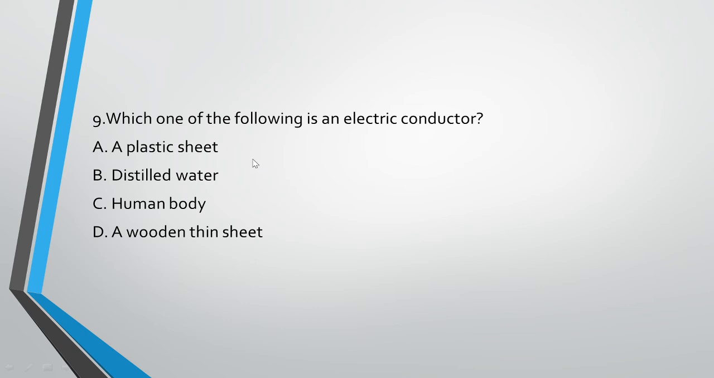Now it's our ninth question. Which one of the following is an electric conductor? A, a plastic sheet; B, distilled water; C, human body; D, a wooden thin sheet. The correct answer is option C. See, we all know that plastic, the wooden thin sheet and distilled water do not contain ions, but the human body contains various ions. So the electric current can easily move through a human body. So that's why answer C is correct.